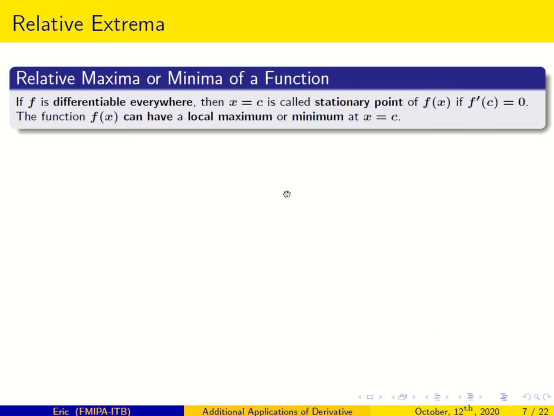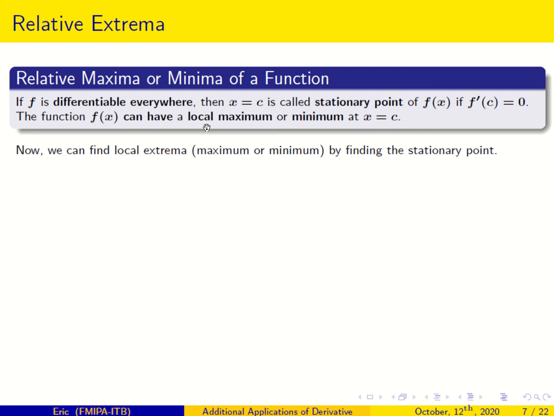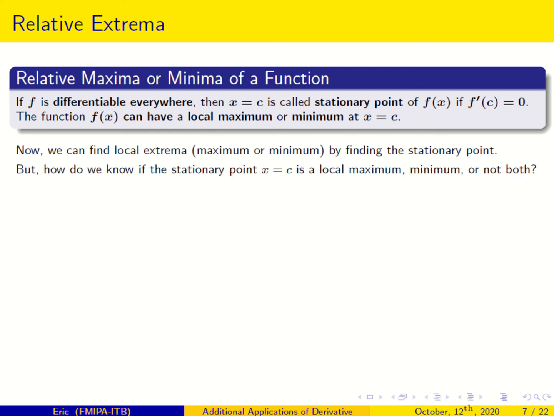So this is the relation between differentiability and the local maximum and minimum. If f is differentiable everywhere, then x equals c is called a stationary point of f if f prime c equals 0. So the function f can have a local maximum or minimum at x equals c. Now we can find local extrema, maximum or minimum, by finding the stationary points.